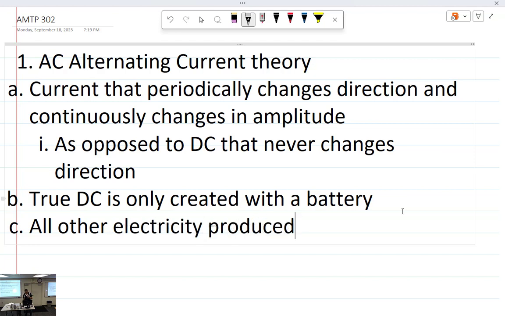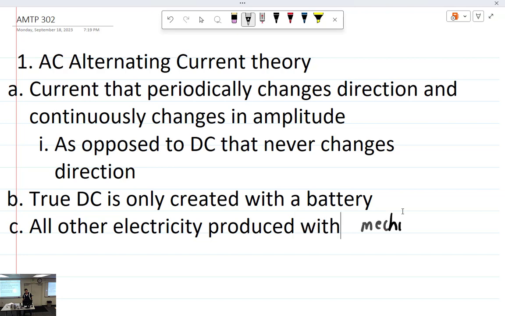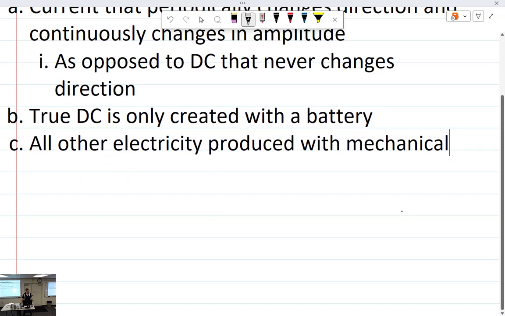Produced with all other electricity produced. Well, I'll just go with it. With mechanical means. What does mechanical means? Piezoelectric. Okay. I don't know about that one. I was thinking alternators, generators.